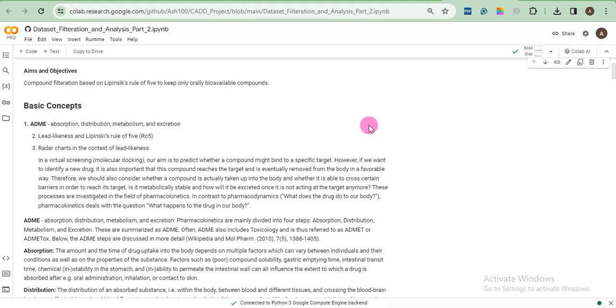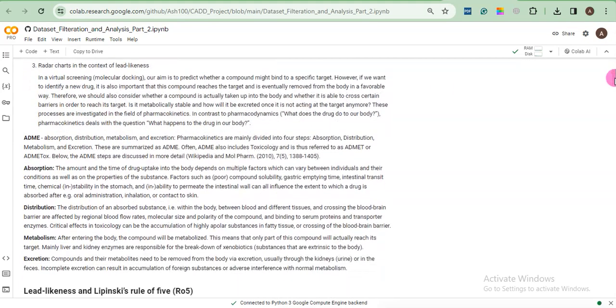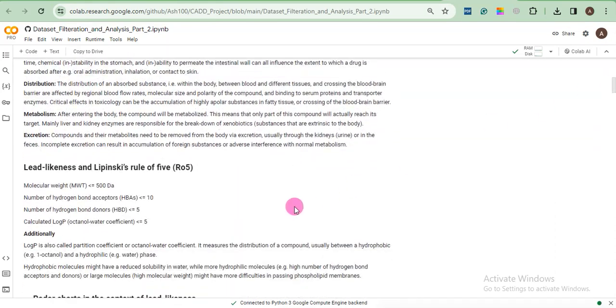Okay, so what are the Lipinski rules, or what is the rule of 5? There was a scientist, Christopher Lipinski, and he studied many compounds, and finally he designed some rules, these 4 rules, and he said that they should be present in good drugs.